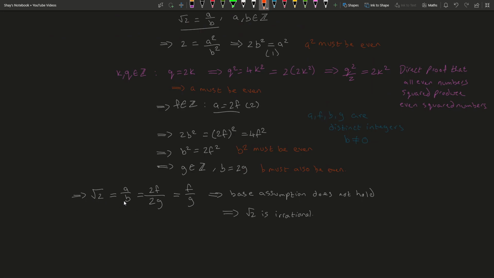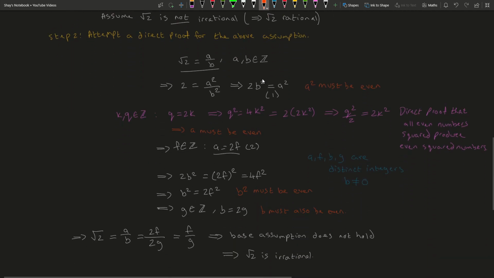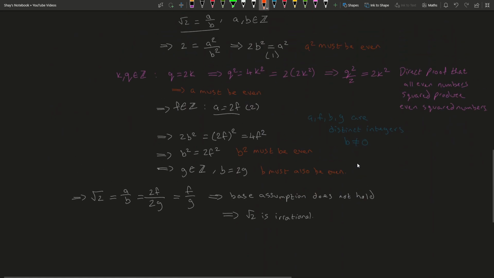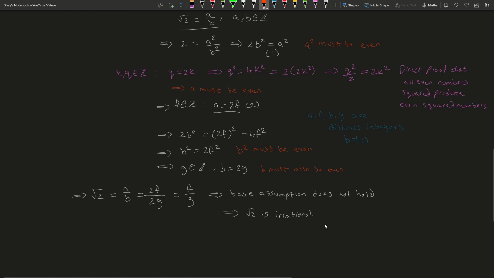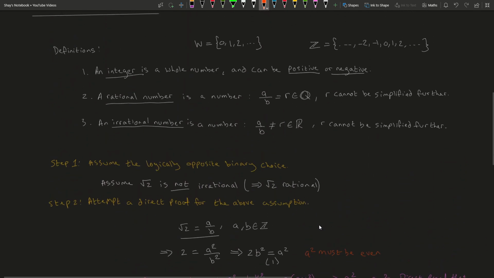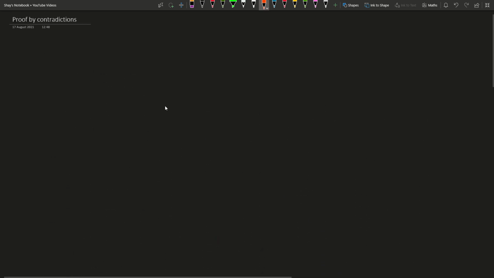I plug everything back into our original equation that we are interested in. But we notice that we can simplify this further. But rational numbers of the form a/b cannot be simplified further, so our base assumption does not hold. It cannot be rational. So the other logically opposite binary choice is that it must be irrational. Okay, I believe, if you do not have any further questions in the comments, that this covers the essentials of how to do a proof by contradiction.